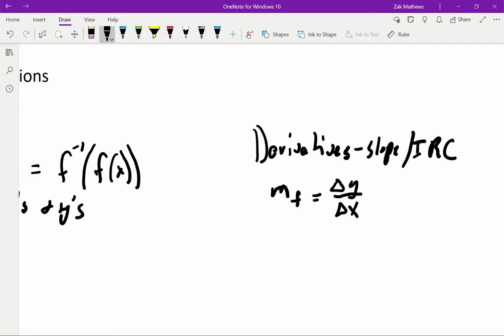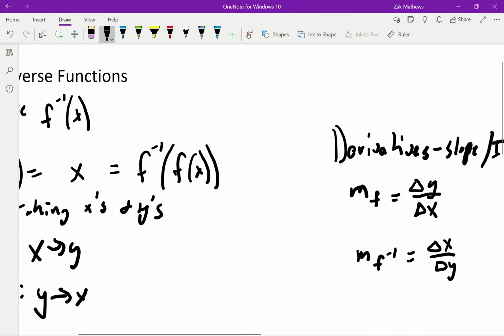Well, if we know the slope of the function f, the slope of its inverse must be the change in x over the change in y, because what does an inverse do? It's sending those variables the opposite way around. It is simply the reciprocal of the slope of the function. To find the slope of the inverse, we would look at the reciprocal of the slope of the function. So let's make this a little bit more formal.